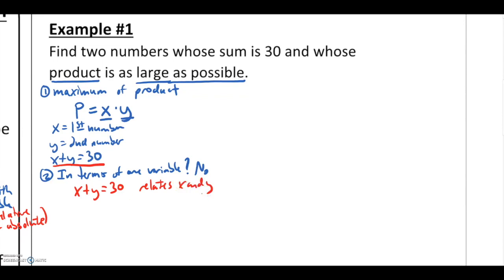I can solve for either one. Let's go ahead and solve for X. X would be equal to 30 minus Y. I now have X in terms of Y. And I'm going to substitute that back into my product equation. My product will now read (30 minus Y) times Y, and I can distribute that to get 30Y minus Y squared. When I answered no before about being in terms of one variable, I can change that to say yes, and I can move on to the next step.